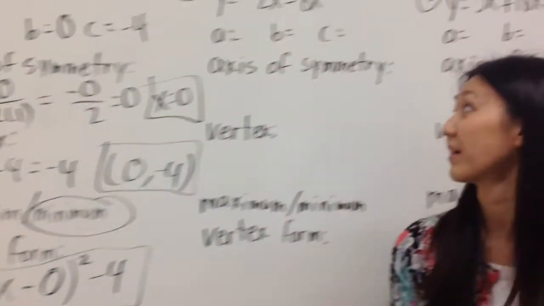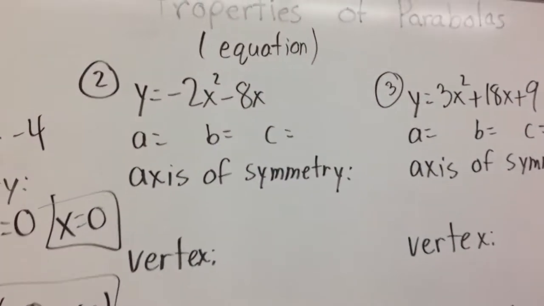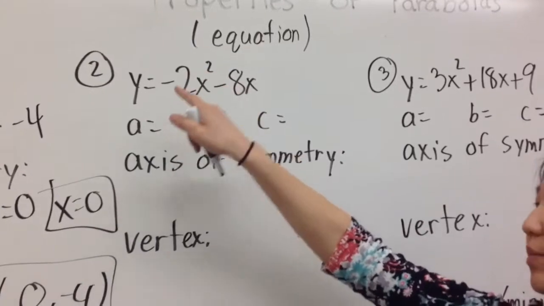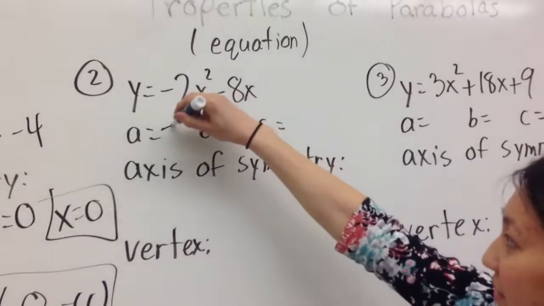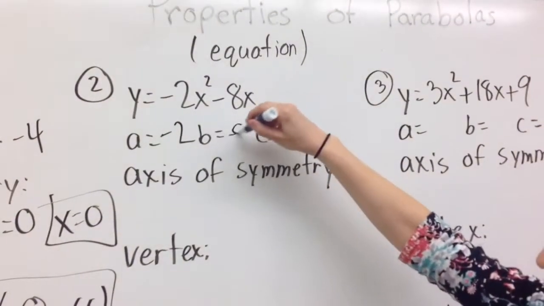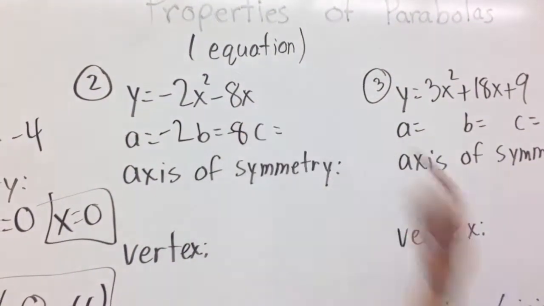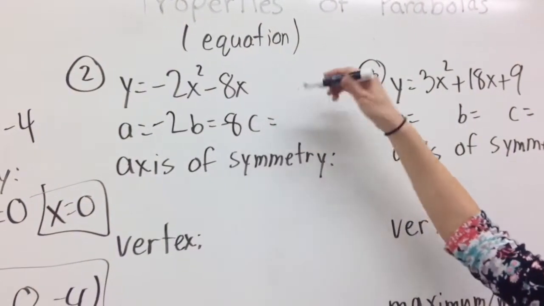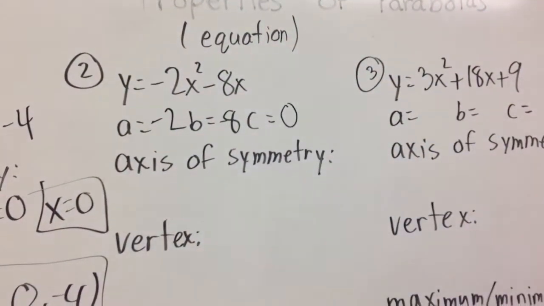Alright, let's move on to the second example. On this one, A is going to be negative 2, because negative 2 is multiplying the x squared, so that's negative 2 right there. B is going to be negative 8, because negative 8 is what's multiplying the x. And there's no number that's by itself here, so C is 0 in this case.